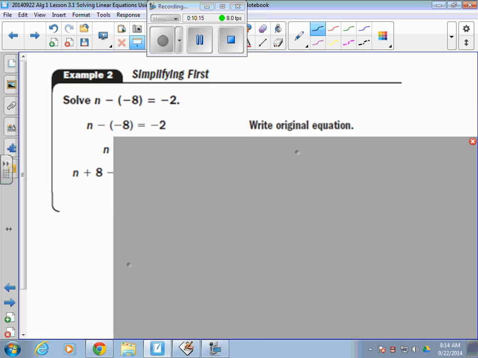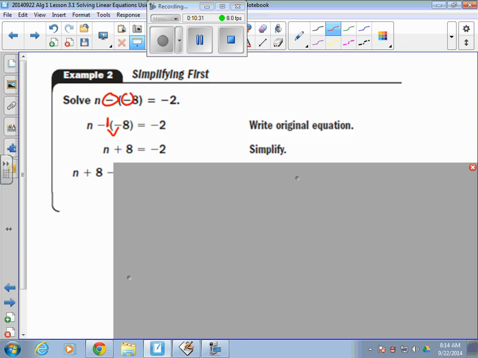Here's example number 2. Now this one's simplifying first. Just like in our bell word today, we have minus a negative. Minus a negative is the same thing as negative 1 times negative 8. We know a negative times a negative is a positive. So when we simplify that, now we have n plus 8 is equal to negative 2.